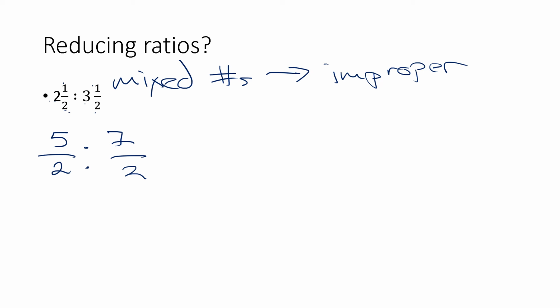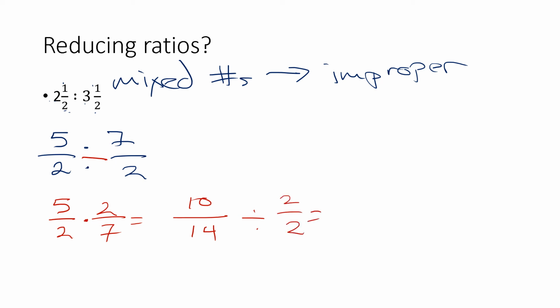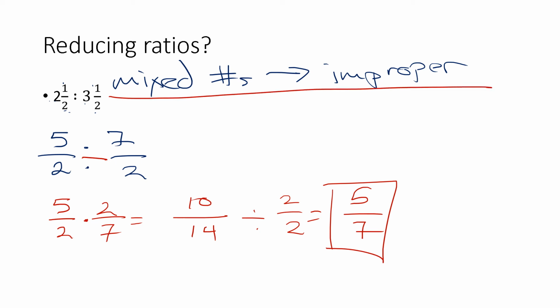And now from here, turn that little colon into a division sign and divide. 5 over 2 times 2 over 7. 5 times 2 is 10. 2 times 7 is 14. And then we can reduce this. We can divide 10 over 14 by 2 and reduce it down to 5 over 7, or 5 to 7, I should say. And that's your final answer. Make sure that you do this first. True about any multiplication or division with fractions.